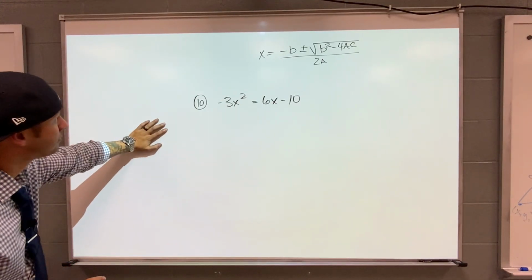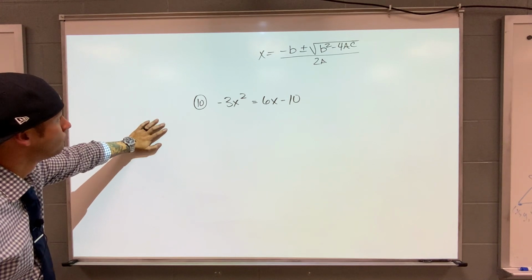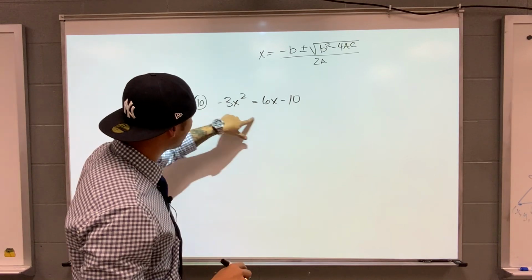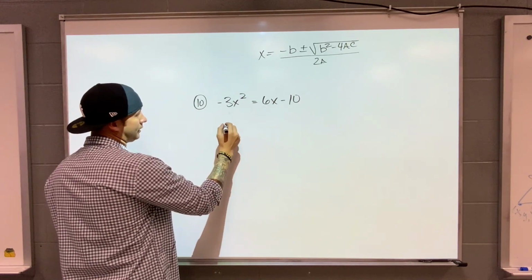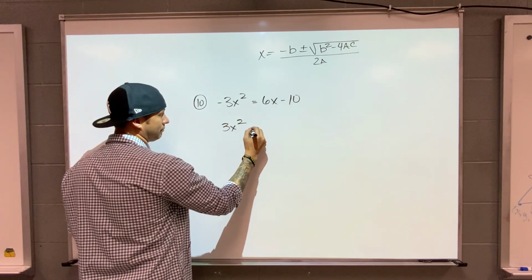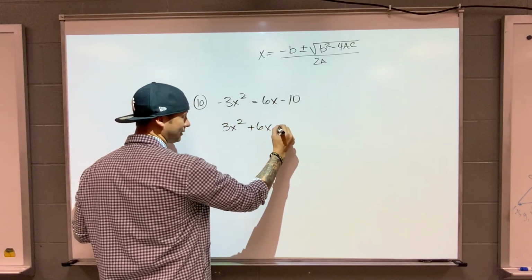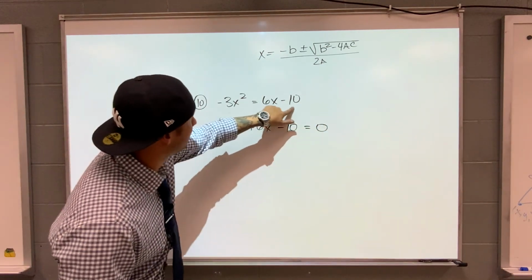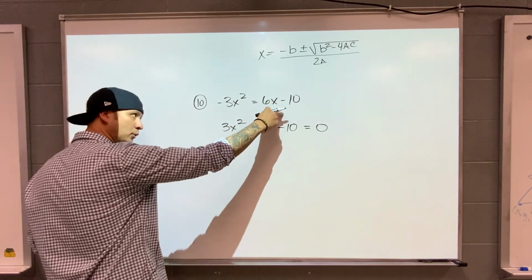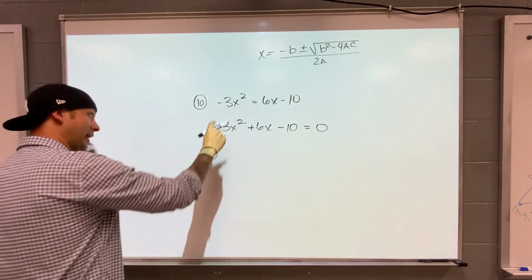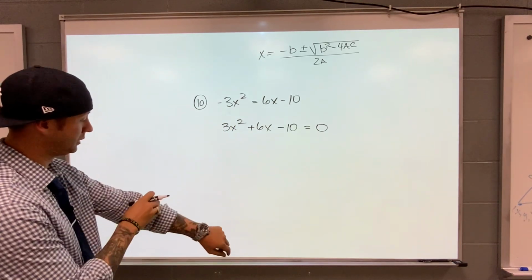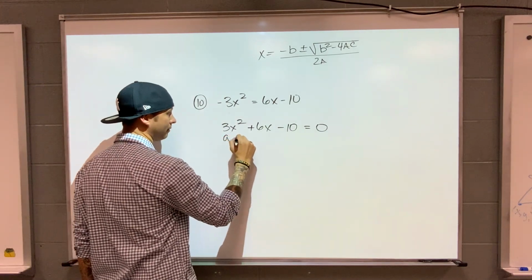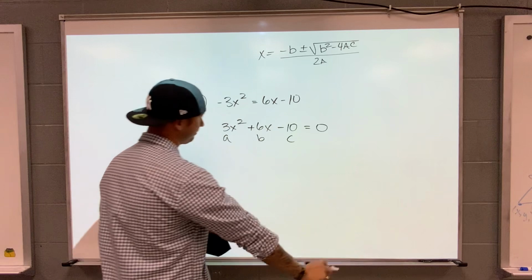Number 10. So maybe let's move the negative 3x squared this way. So we're going to get a positive 3x squared plus 6x minus 10 is equal to 0. Well, I could move all these this way, but I'd rather move one thing as opposed to moving two things. Not only that, but it keeps a positive, which is always nice. The less negative, the better. Okay, A, B, C.